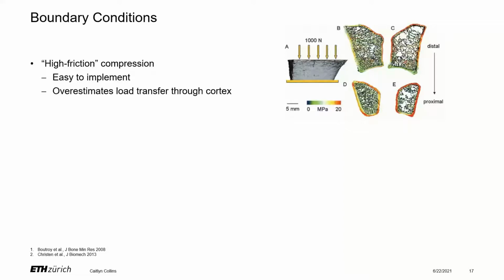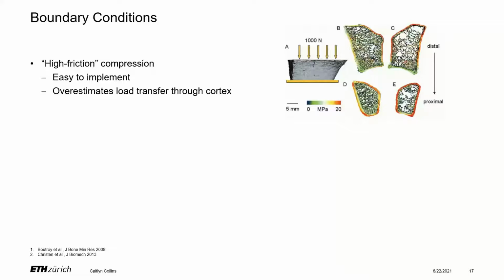Now that we have our images, we know that they're good quality, we've segmented them and registered them, we need to consider how we want to apply the loading conditions to our models. Often we have to approximate the loading conditions in vivo, given that the segment that we have of the radius is relatively small and does not include the whole bone or even the whole joint space. Typically, we assume a high friction compression, both at the radius and at the tibia, which is relatively easy to implement.